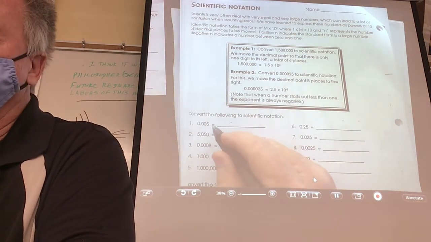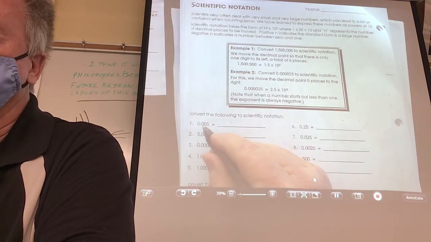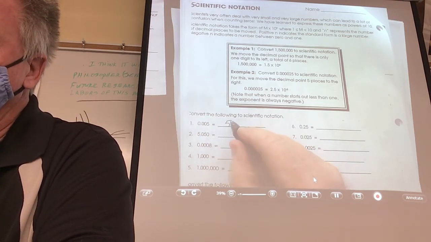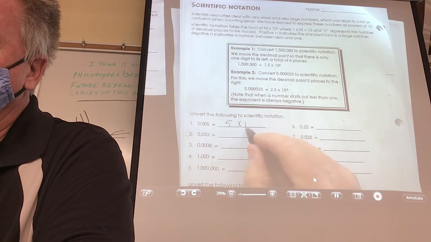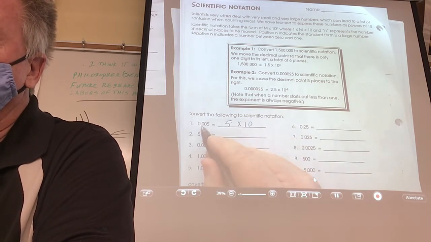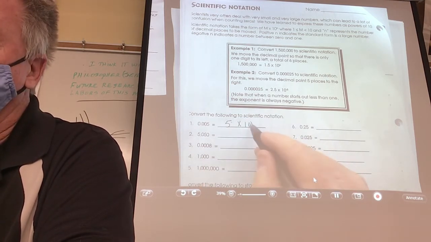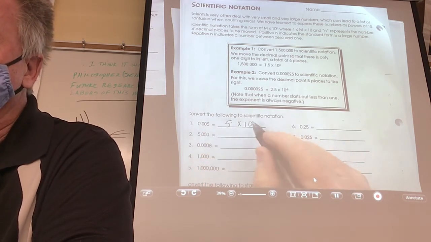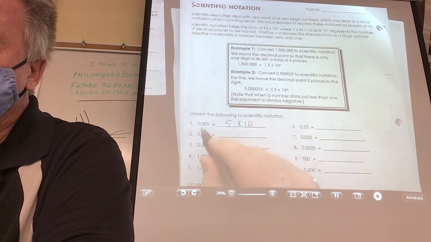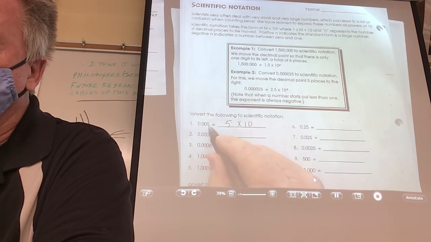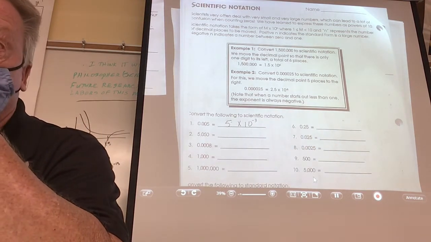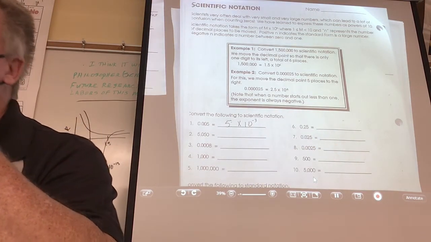Math book, ready? Move the decimal to create a number between 1 and 10. If you move and then multiply times 10 to something, if you move the decimal point to the right, then make this a negative exponent. And I moved it 1, 2, 3. Now, I do not want you to do it that way. I do not want you to do it that way.